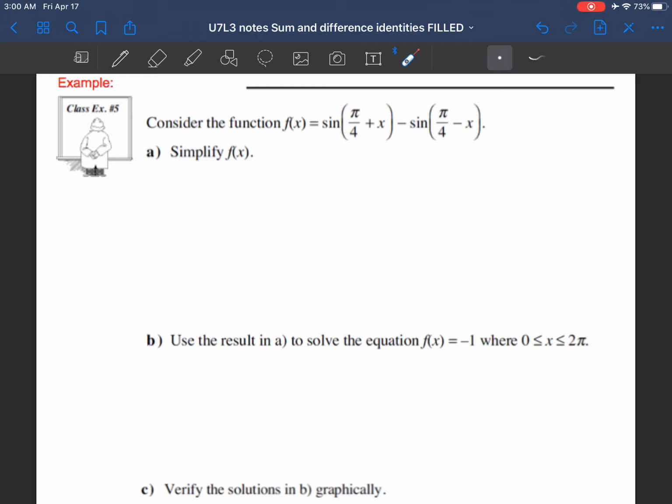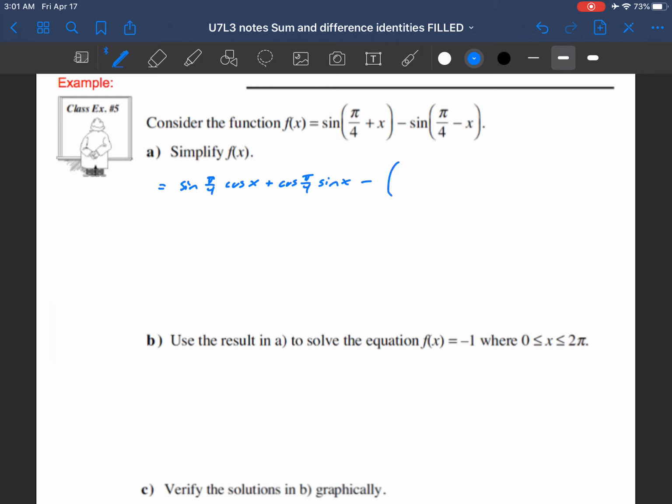Here we've got a function. We want to simplify the function. Okay, so I've got a sine sum, and I've got a sine difference. And we have formulas for those. So we're going to expand both of these out and hopefully get some cancellation. So this is going to equal sine pi over 4 cos x plus cos pi over 4 sine x. So this is that.